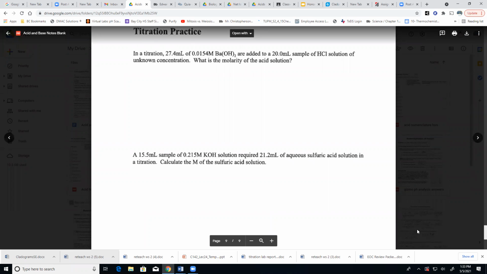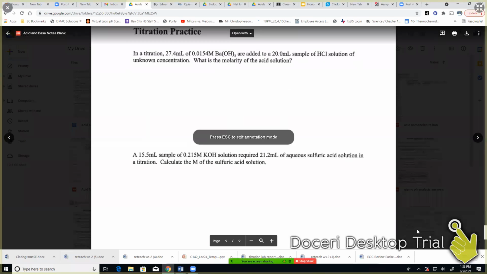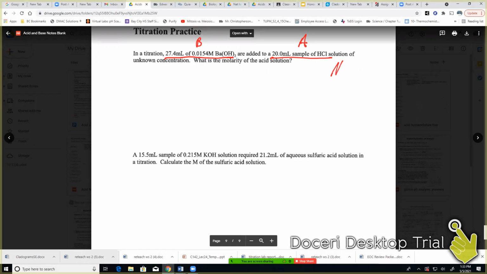All right, so let's see what we got going on in this titration. In this titration, 27.4 mLs of my barium hydroxide. So that's once again my titrant because I know its strength. And to do the titration, it took 27.4 mLs. And then I have my acid, hydrochloric acid, and I start with 20 mLs. That's how much I put in my Erlenmeyer flask. And so once again, my MA is my unknown.